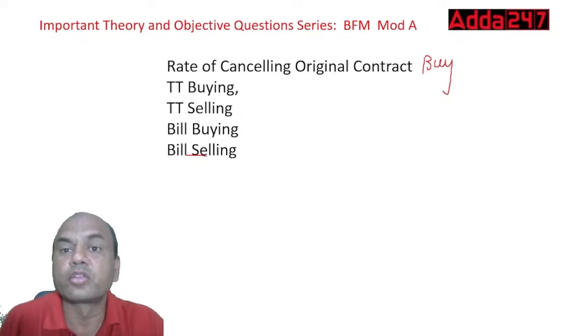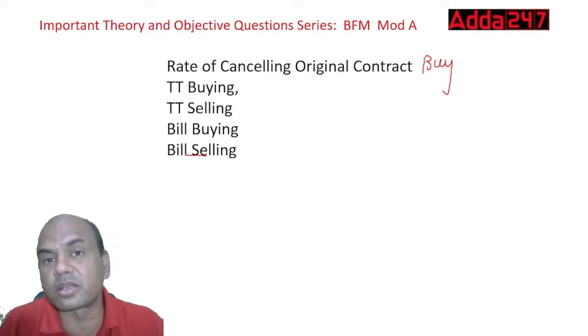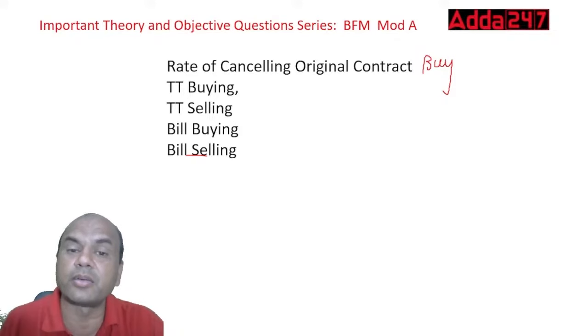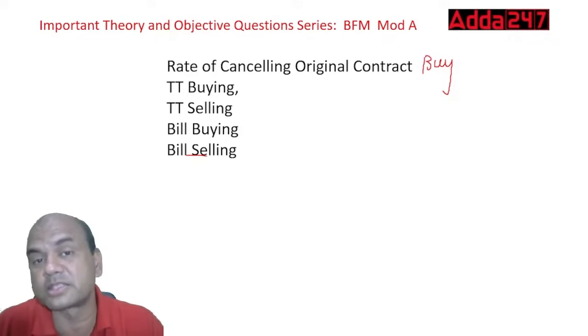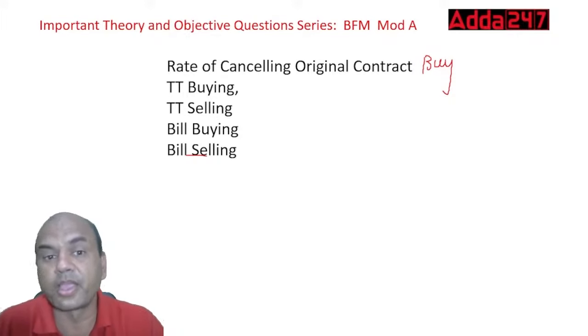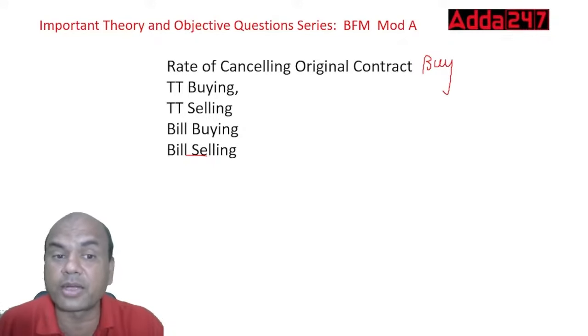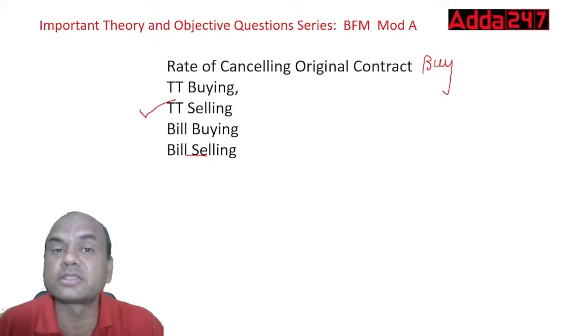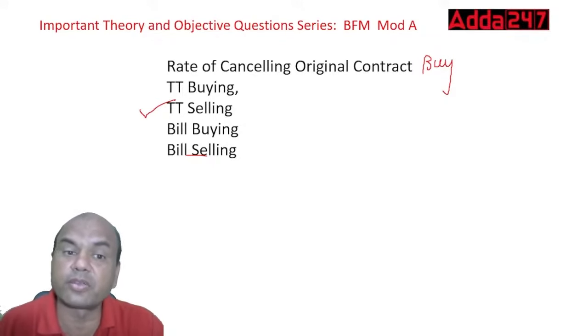So if I have purchased this dollar earlier, I might have purchased it at either bill buying or TT buying, depending on what type of transaction it was. If it was a spot transaction, I might have done it at TT buying. If it was a bill transaction, I might have done it at a bill buying rate. But cancelling is always done at the same rate, that is known as TT selling. Cancelling means reversing that transaction, so it will always be done at TT selling.